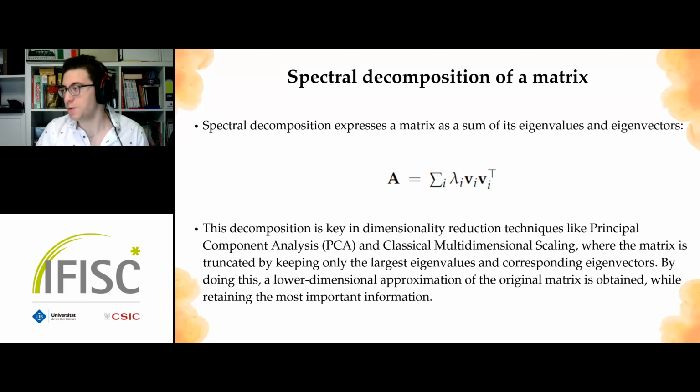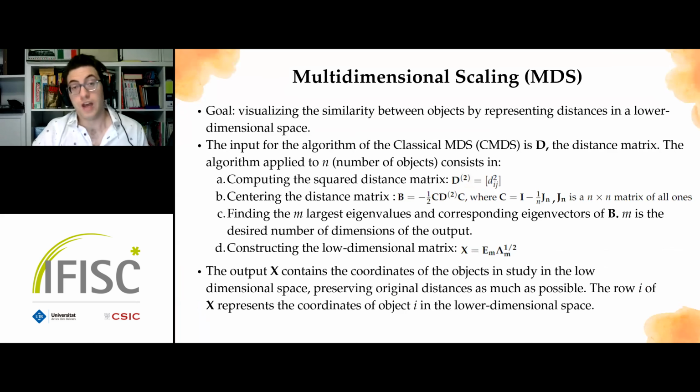We physicists all know this, right? Now, the multidimensional scaling algorithm. This is just an algorithm, but the important thing is that multidimensional scaling visualizes the similarity between objects. Here, the objects are going to be the snapshots of our temporal network, and they will be represented as distances in a lower dimensional space. The input is going to be a distance matrix computed with some distance we need to define, okay?